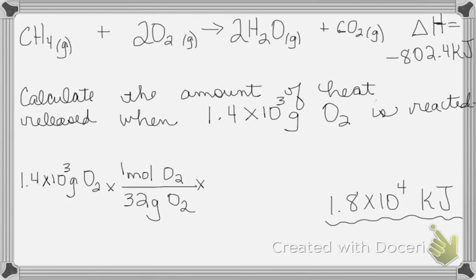So the first step is to convert grams to moles. Why? Because the balanced equation, I know that 2 moles of oxygen will release 802.4 kilojoules of heat. So in my last conversion, I'm going to use that 802.4 kilojoules. And this time I've got to put it over 2 moles of oxygen because the coefficient of oxygen is 2. And I'll get 1.8 times 10 to the 4.